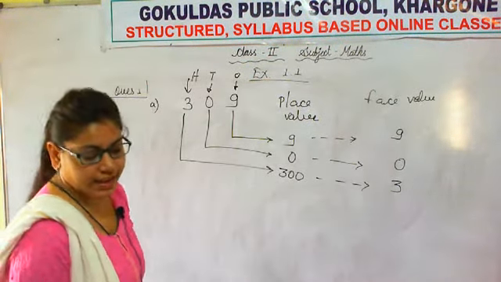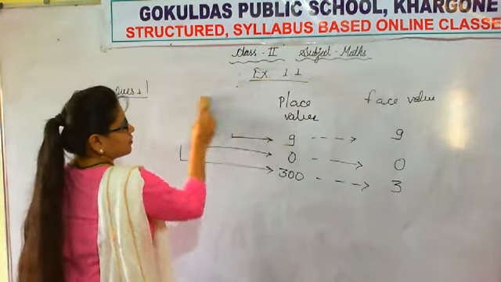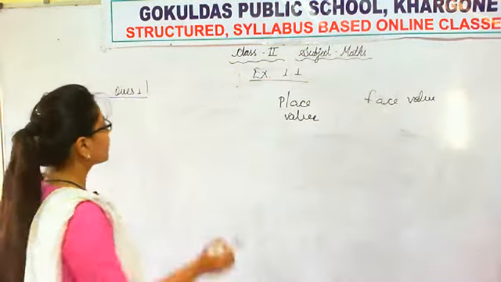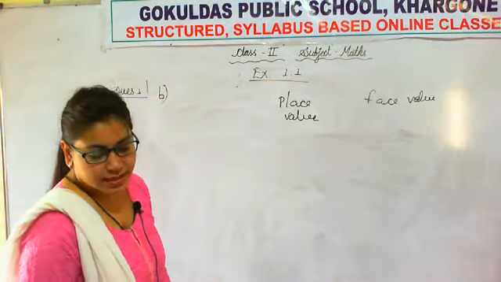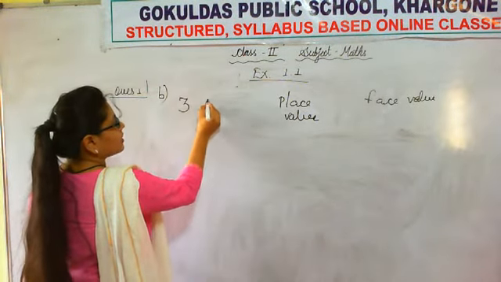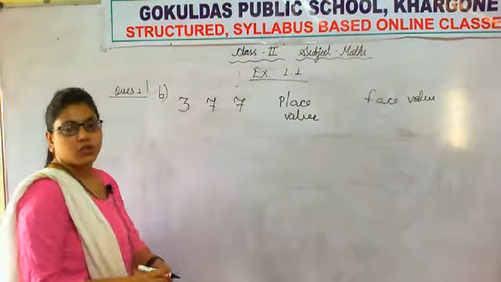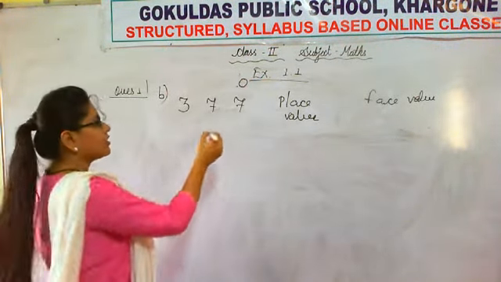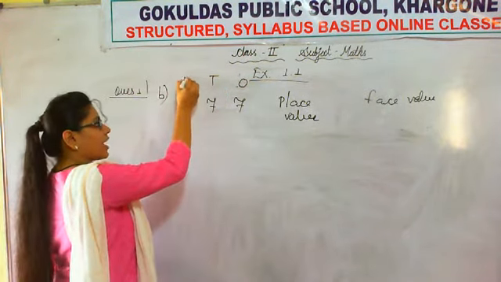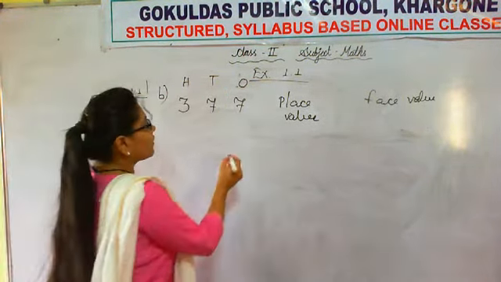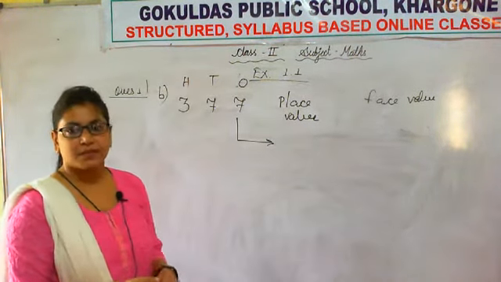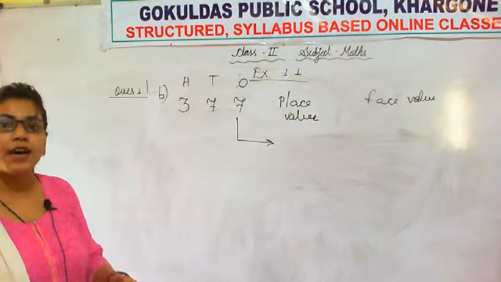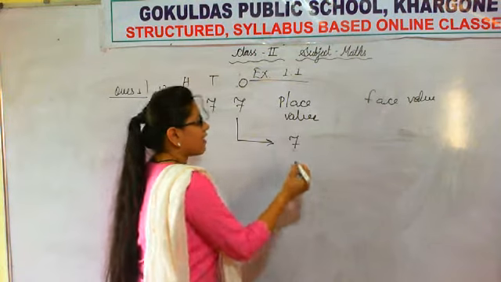Now next part, B. The number is 377. For our convenience, first we will write all the positions. Ones, tens, and the last one is hundreds. So what will be the place value of this 7? 7 ones. How many ones? 7 ones. 7 ones means 7.